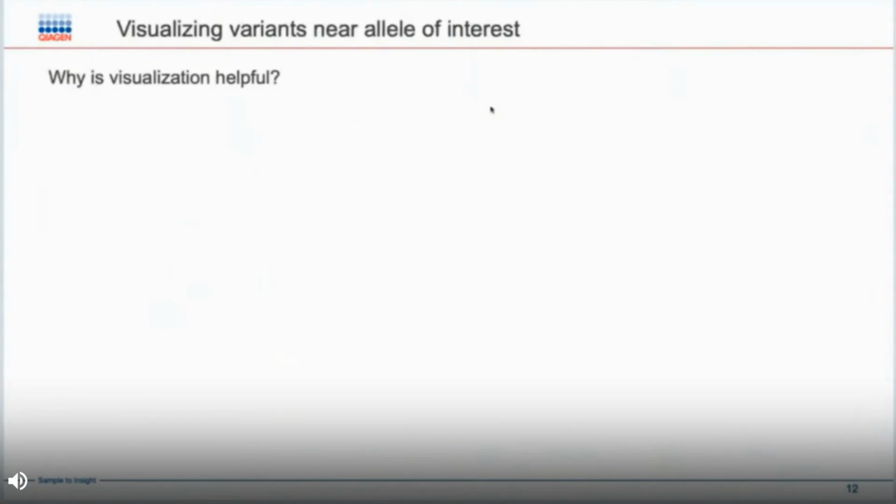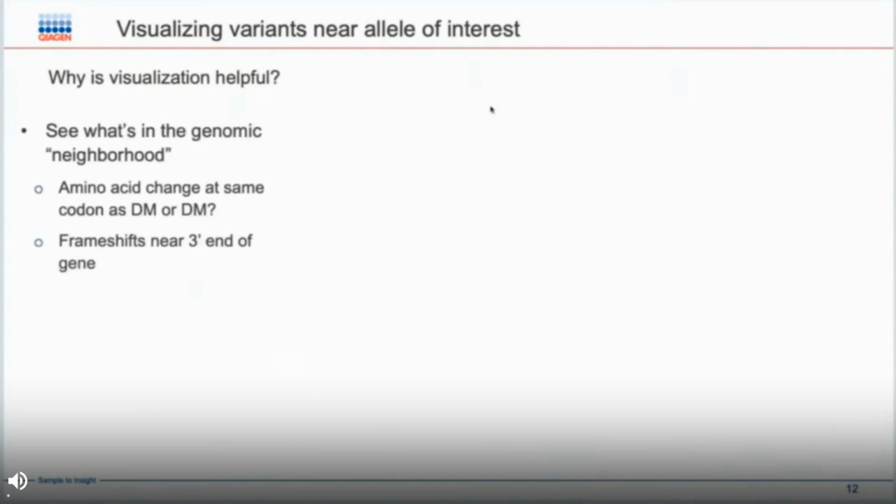So another use case for that downloadable VCF is for visualization purposes. And so why is this helpful? Sometimes you want to see what's in the genomic neighborhood, what we like to call the genomic neighborhood. And this could be visualizing a VCF track for your variant of interest and being able to see if there are entries within HGMD that are at the same codon and that are marked as disease mutations or supposed disease mutations. And having this visual representation for many users is quite helpful.